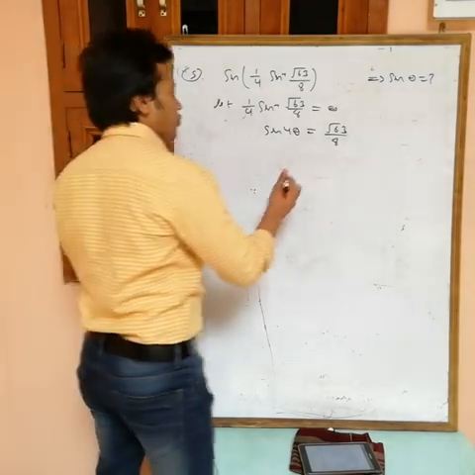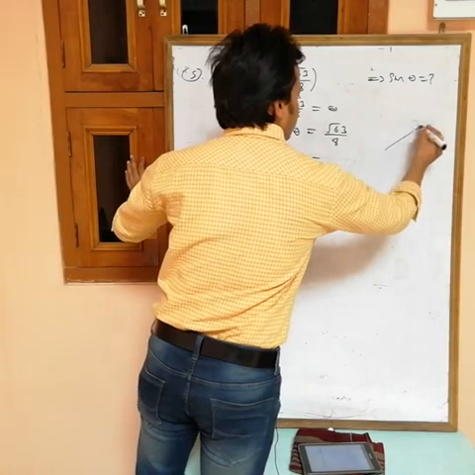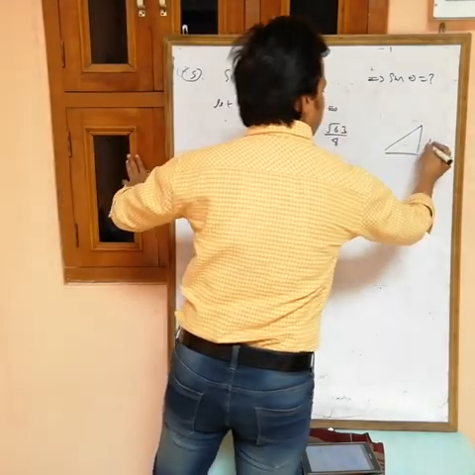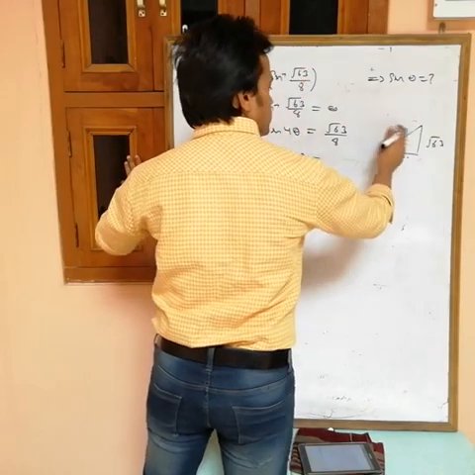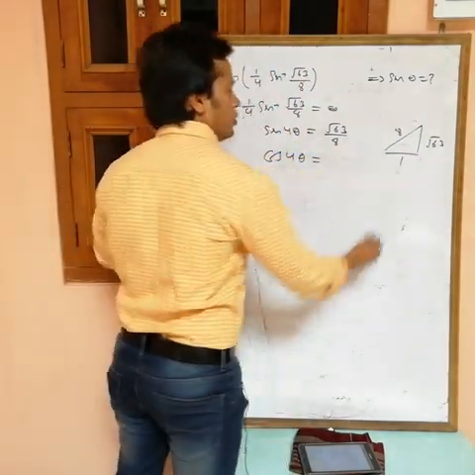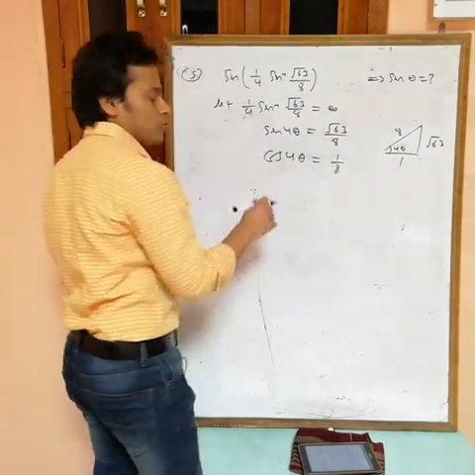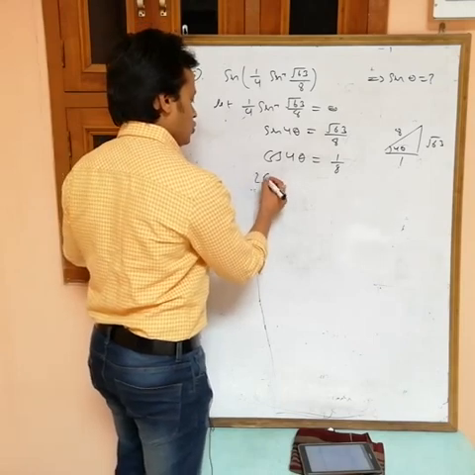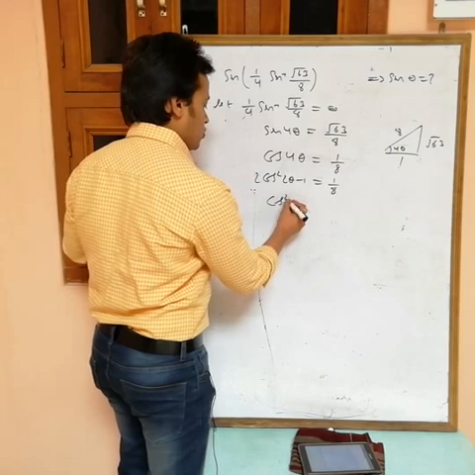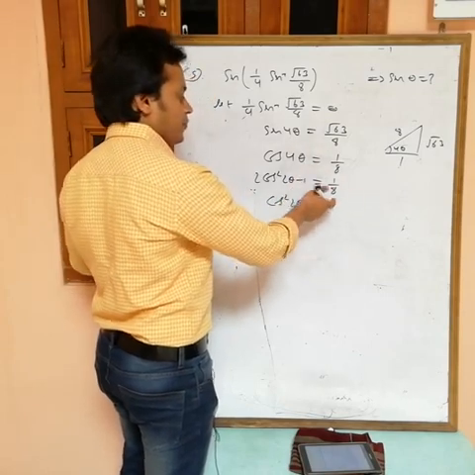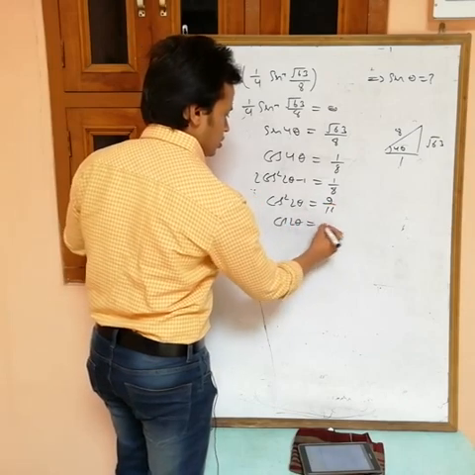Now, sine 4 theta. Can you find the value of cos 4 theta? Sine 4 theta is P by H. P is root 63, H is 8, and the base is root of 8 square minus root 63 square, which is 1. Then cos 4 theta is B by H, 1 by 8. Cos 4 theta can be written as 2 cos square 2 theta minus 1 equals 1 by 8. From this, cos square 2 theta is 9 by 16. Then cos 2 theta is 3 by 4.